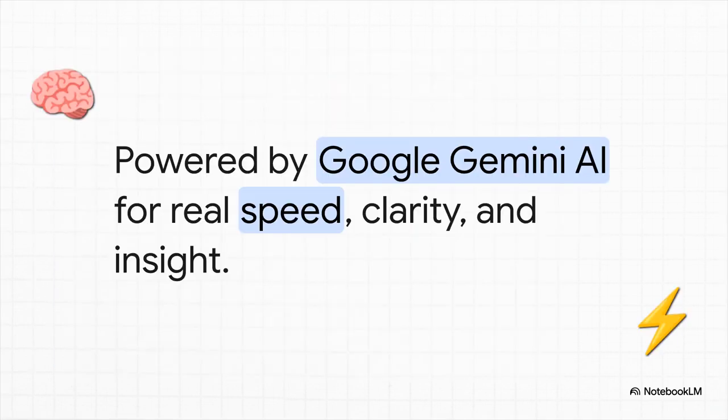And we're not talking about some simple keyword matching bot. This thing is powered by Google's pretty advanced Gemini AI. Now, what that actually means for you is that there's real intelligence behind the analysis. Yeah, you get speed, but more importantly, you get clarity. You get actual insight into the person behind that profile.